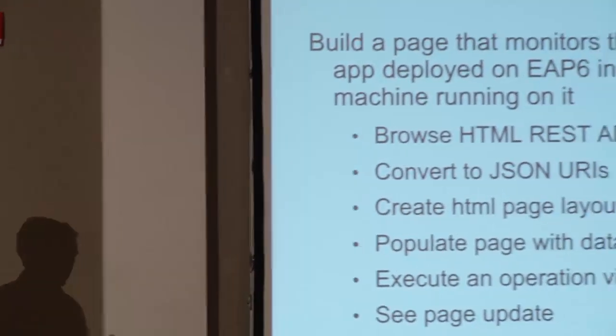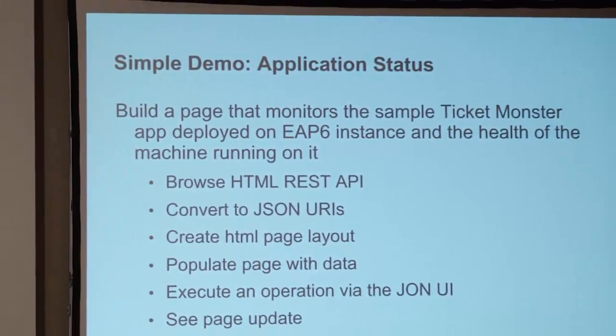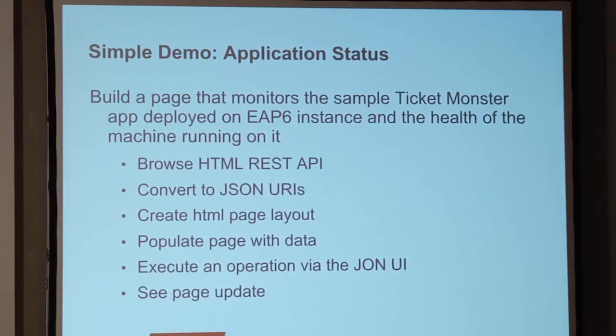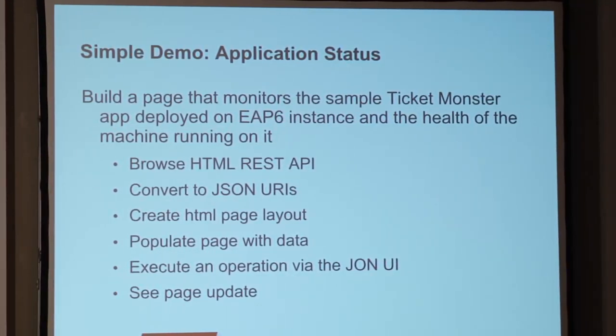So what we're going to do, and it's going to be a group effort because I'm sure I'm going to make some typos, so you need to shout out when you see me do those. We're going to build an application, or really just a web page, that monitors the Ticket Monster application. It's one of the sample apps that's deployed and supported on EAP6. We've got a John instance running out on EC2. It's monitoring an EAP6 instance with that app deployed. And we're going to use the REST API to pull particular data items off of the John server and render it in a brand new app.